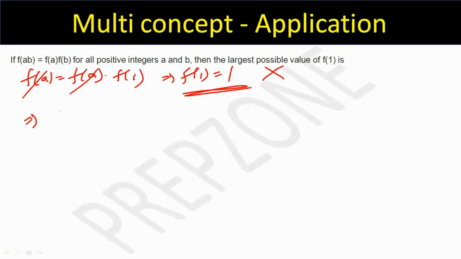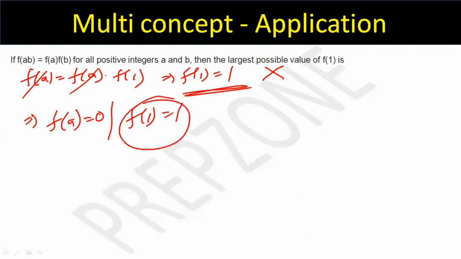The right method is you take f of a equals 0 or f of 1 is equal to 1. Right? This equation holds true when either f of a is 0 or f of 1 is 1. So when f of 1 is 1, you already have the answer. Okay, this is one of the answers.